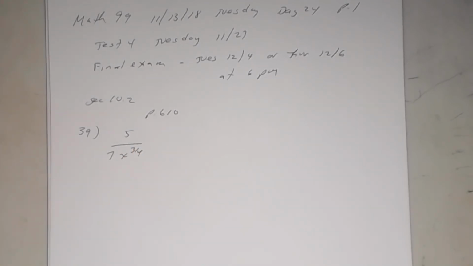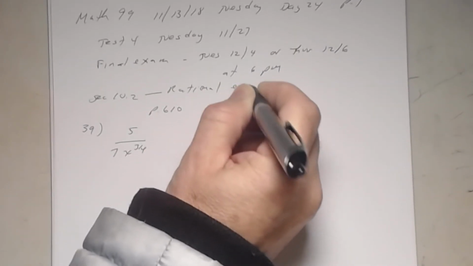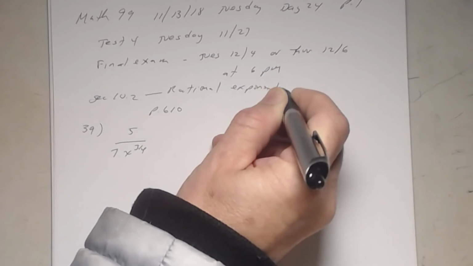Now, last semester, your exponents were integers. This semester, your exponents are rational exponents. They're rational numbers. So that's why they're called rational. This section is called rational exponents. But the rules are the same. What you learned last semester, the rules apply here.